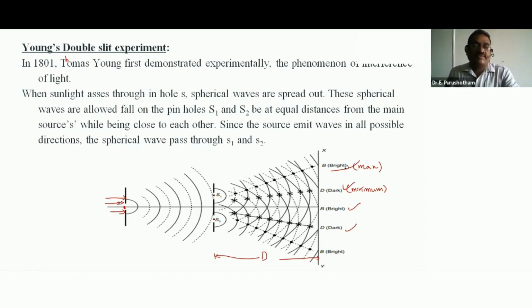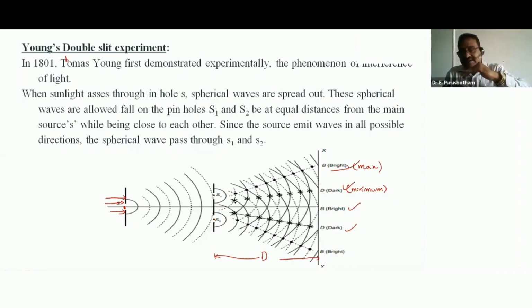S is the pinhole slit. When sunlight passes through this pinhole slit, spherical waves move from the slit. These are allowed to fall on the S1, S2 pinhole slits, and from these pinhole slits also spherical waves are produced. The radii of these spherical waves increase, and they are superimposed on each other, giving rise to dark and bright fringes on the screen.